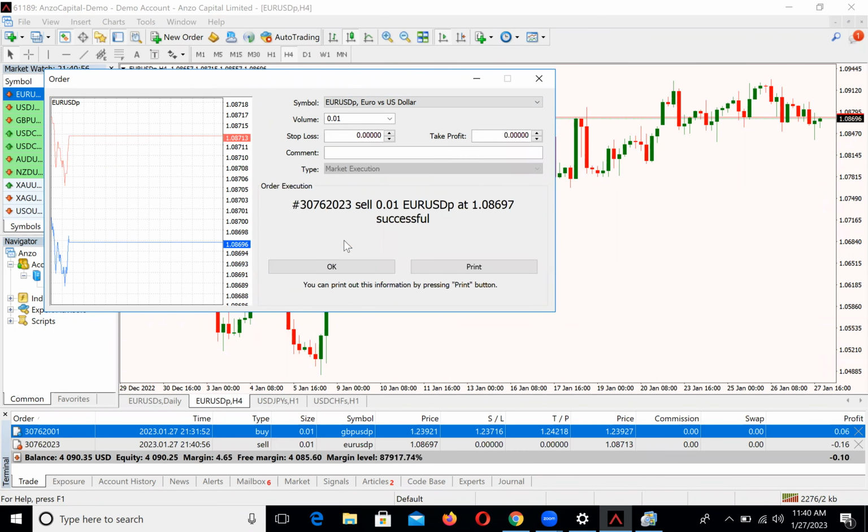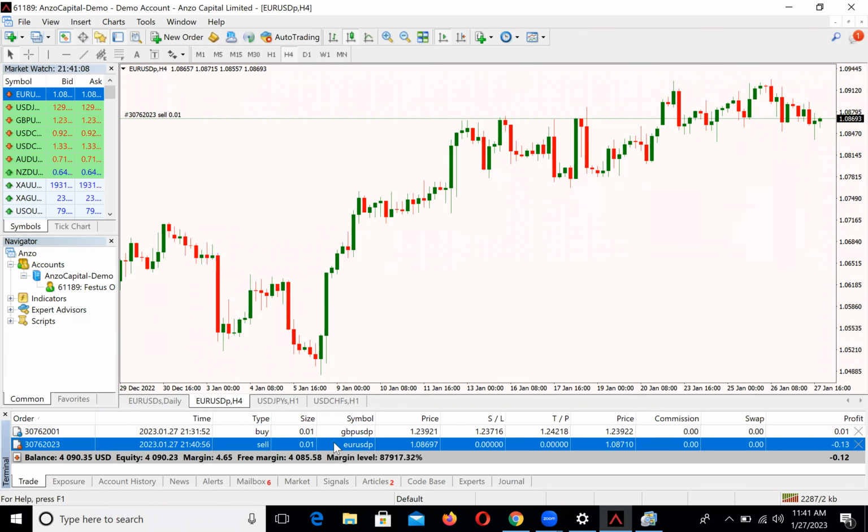So our trade is running now. If you want to modify your trade, come down here again, right click on the Euro USD trade. Look at it there, Euro USD. The first one here is our GBP USD trade. Now we want to modify this. Right click and click on modify or delete. Once you click on modify, we'll need to input our stop loss value.